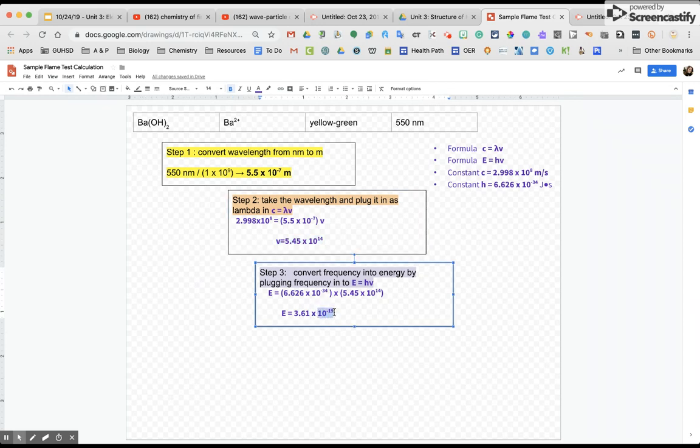If you're not getting those numbers, most commonly that is because you multiplied when you should have divided, or divided when you should have multiplied, or it is because you're missing parentheses around your scientific notation.